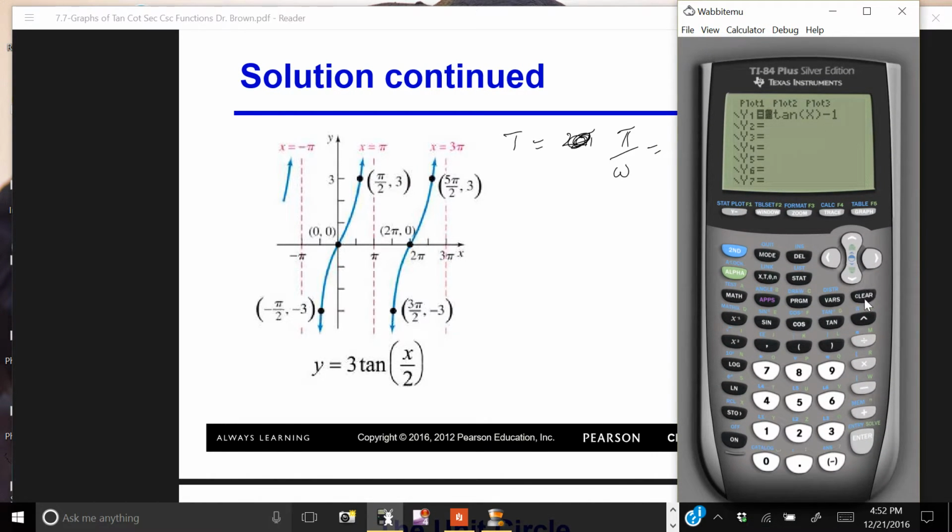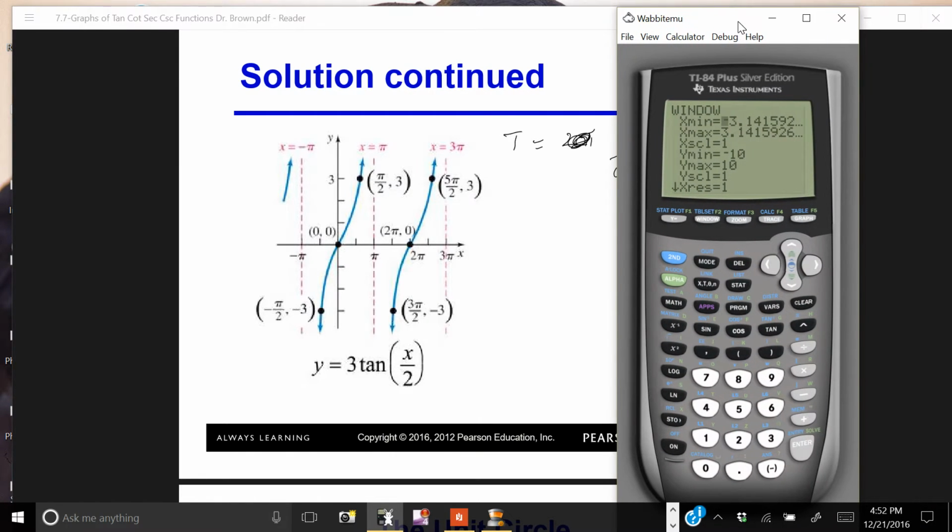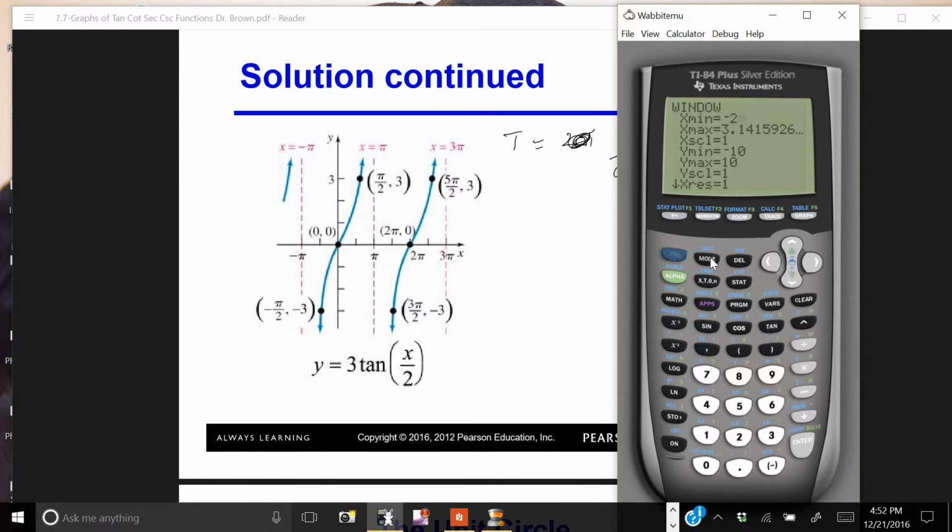And clear it and put in 3 tangent of x divided by 2. And set our window. Since the period is 2 pi, let's go from minus 2 pi to plus 2 pi. Probably minus 10 to plus 10 is good enough. It'll show plenty of the function. So hit graph. And you will see the graph of this function.